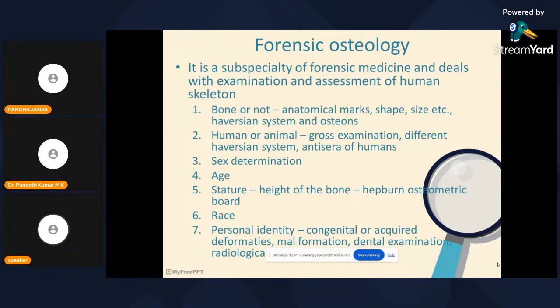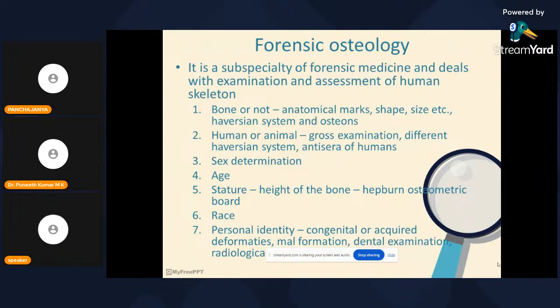This is done by cross examination and the anatomical marks present on human bones, and also by the antecedents of the humans and the haversian system, which is different in animals and humans. Then sex determination is done based on the weight, height and length of the bones and the surface, that is rough or smooth. Based on that, sex determination is done.